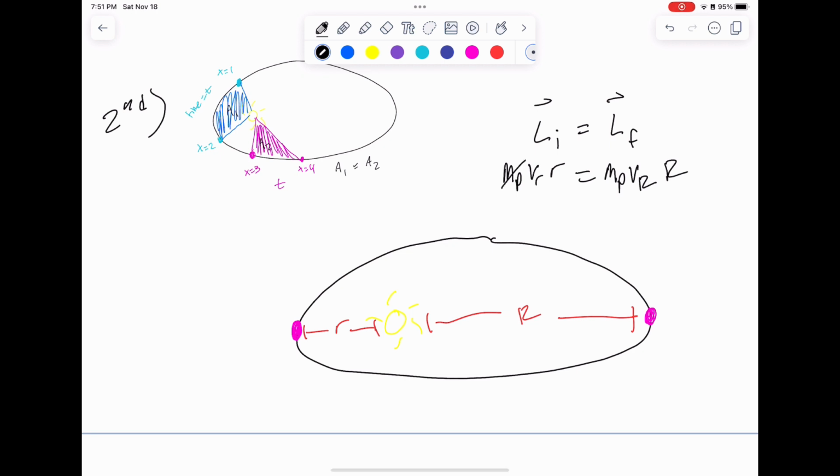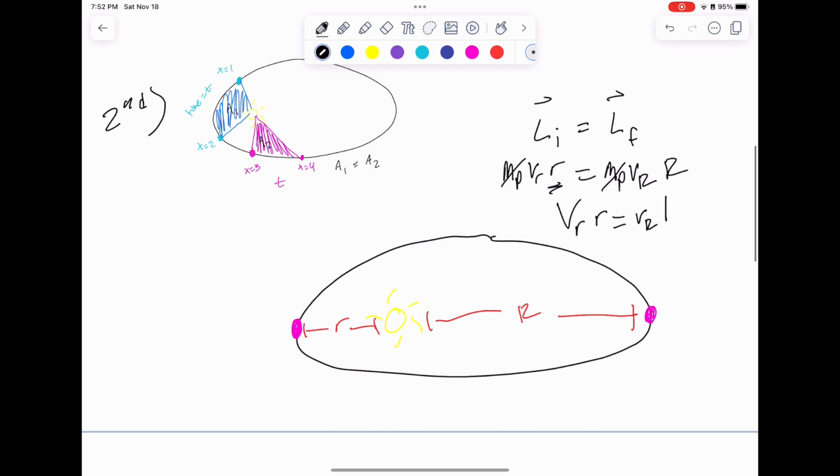So we can cancel out the mass of the planet. And so what we see is that when r is small, like it is here, our speed must be the greatest. So we could say that we would have a fast speed times a small radius must be equal to, well, when R is really big, our speed must be small in order to be equal to our speed being fast and our radius being small. So we can say that this is equal to a small speed times a large distance.